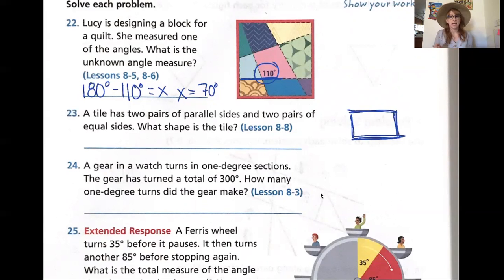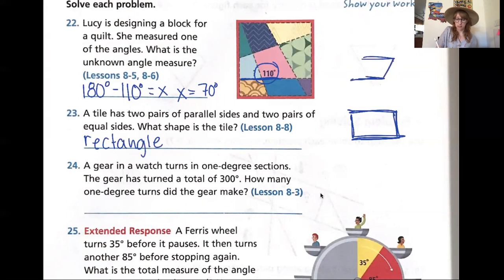It also does not tell us that we have to have right angles. So it can be two different things. It can be a rectangle, which is what I drew here. Or it could be a parallelogram, as long as this side and this side are the same, and this side and this side are the same. Okay.